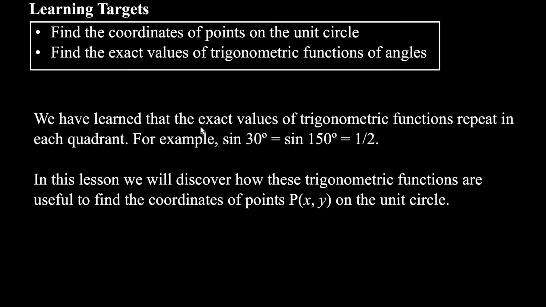So far we've already talked about and learned about finding exact values of trig functions, and we found that those exact values repeat in each quadrant. Some of them have the same sign, some of them have opposite signs depending on the quadrant that they're in. And we also found things like the sine of 30 is equal to the sine of 150. It has the exact same sign where they both are equal to 1/2. So in this lesson we're going to be discovering how these trig functions are going to help us find the coordinates of points that are actually on the unit circle.